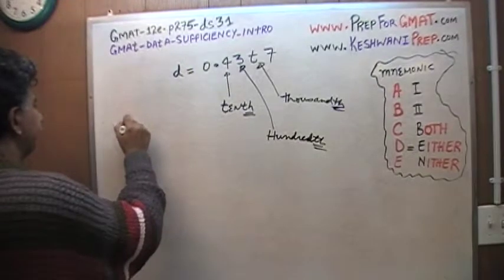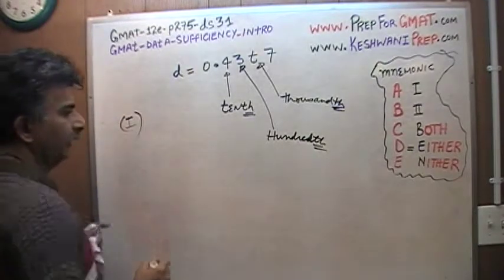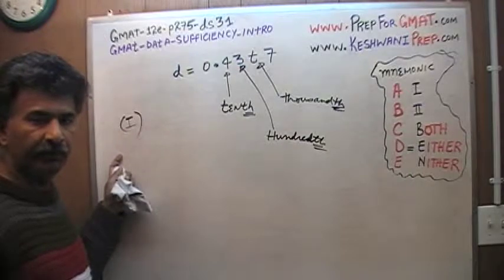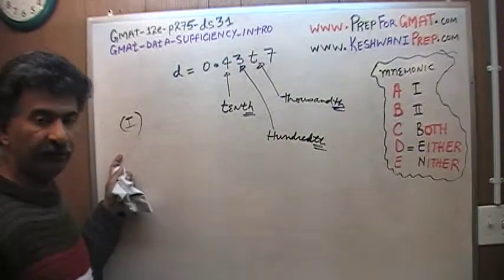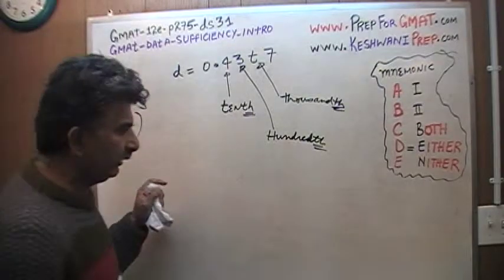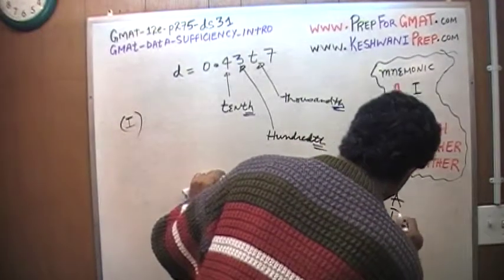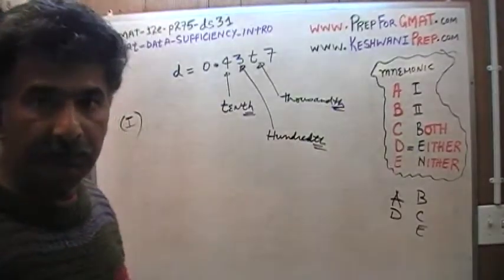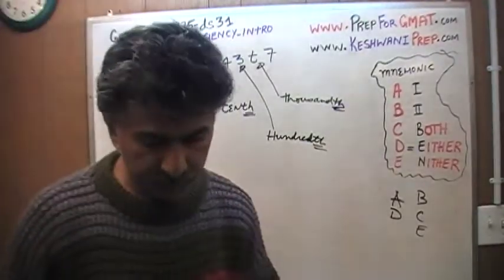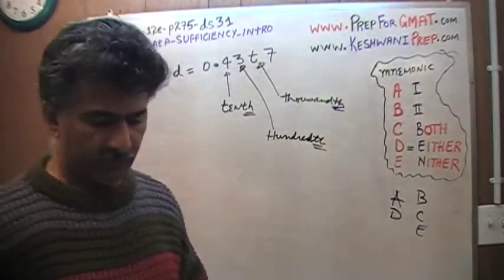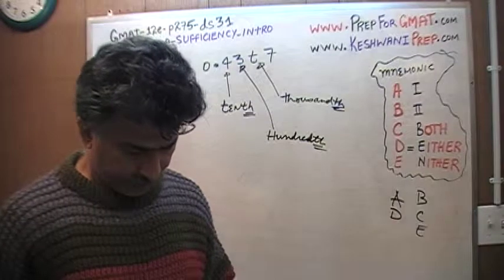Statement number 1. Before I start the solution, since this is a data sufficiency problem, the very first thing we should do before we forget it is to write down AD, BCE. AD, BCE, to keep track of our inventory so that we know what is left and what is gone.